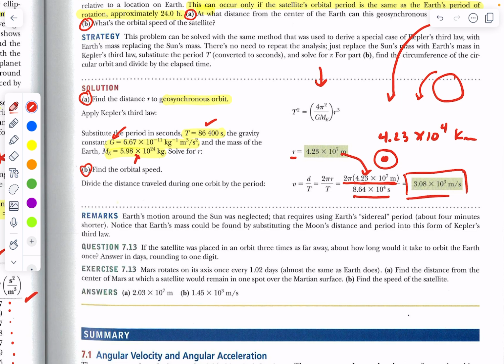So there are some variations to this. You might notice that the remarks here talk about Earth's sidereal period, because remember, while the satellite is going around the Earth, the Earth is moving at the same time going around the sun. So we're not taking that sidereal time, the fact that the Earth has advanced a little bit, into consideration. Thus concludes Chapter 7.